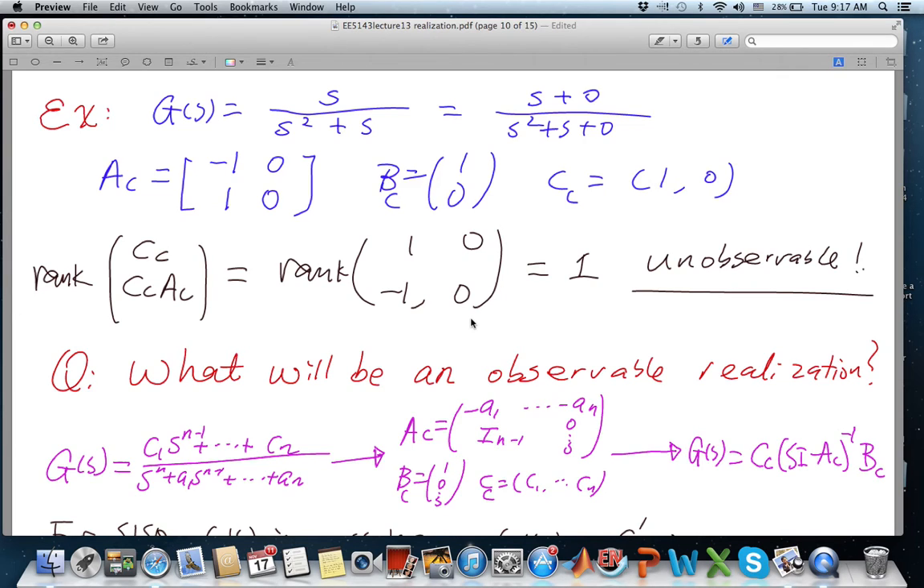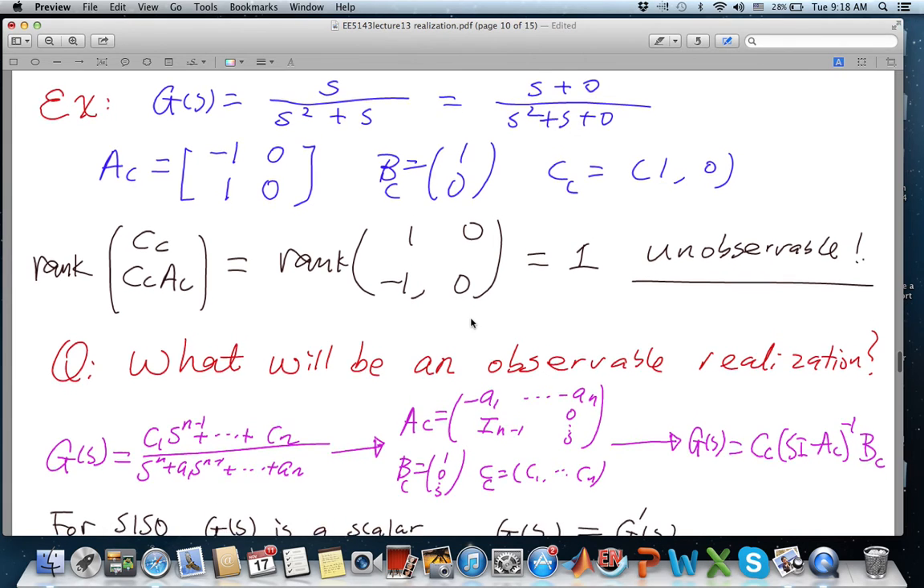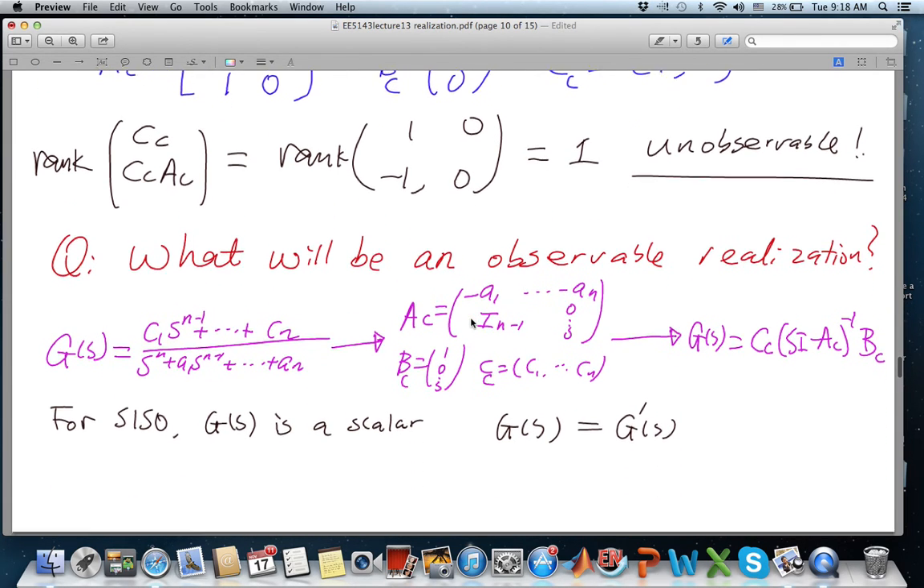Okay, then there are two questions we need to answer. What is going to be an observable realization, and what is going to be a controllable and observable realization? So let's look at the first question. How can we have an observable realization?